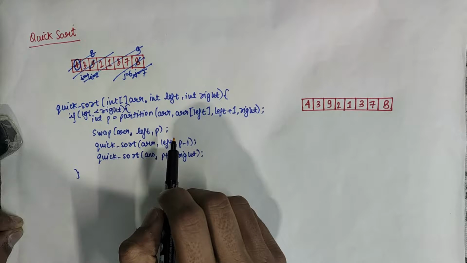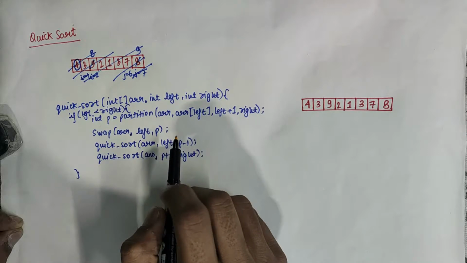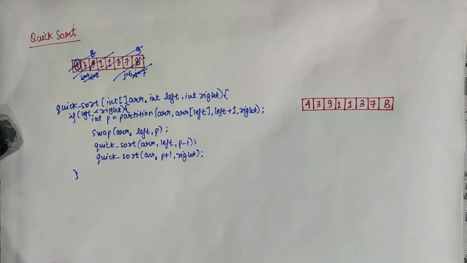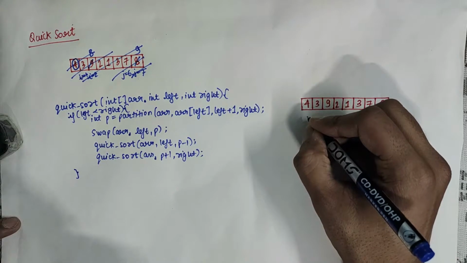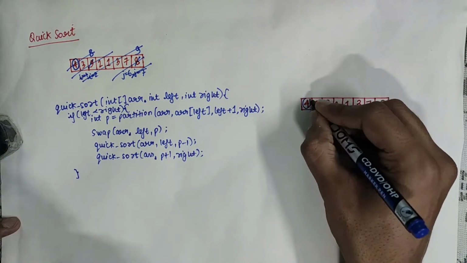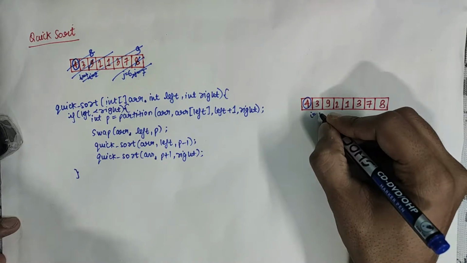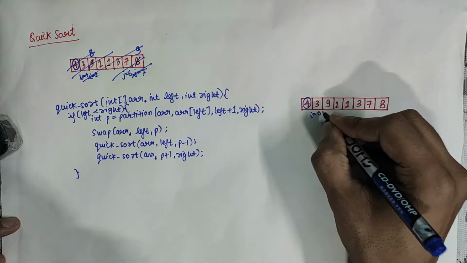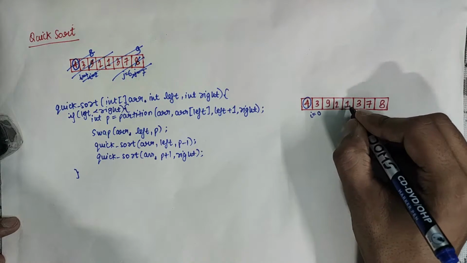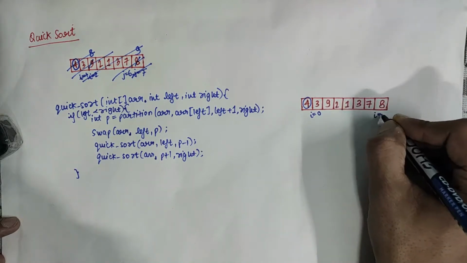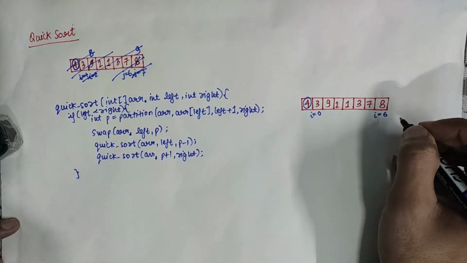So here is what the partition function does. The leftmost element is 4, so it will take the pivot as 4. Then it will make the index of left plus 1 as 0, i, as this index, and suppose I'm just making it 0, it might be some other number. Then this index, j, will be 6.